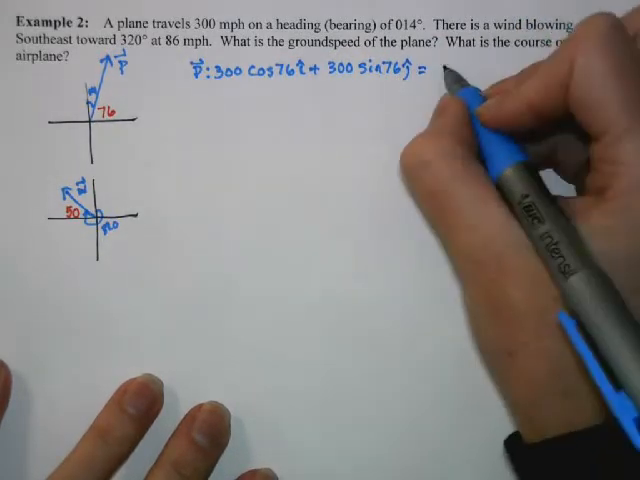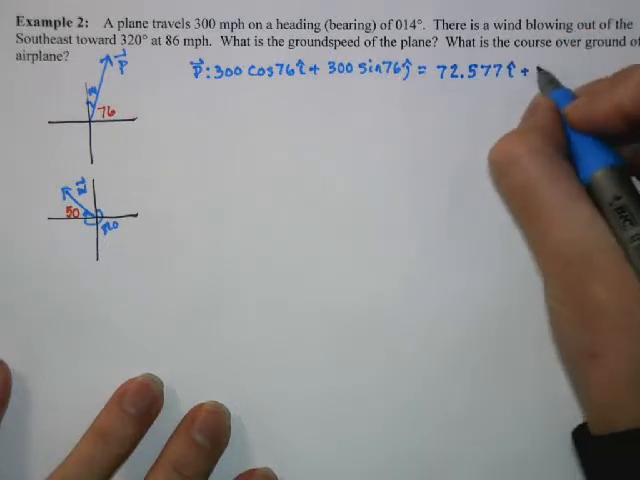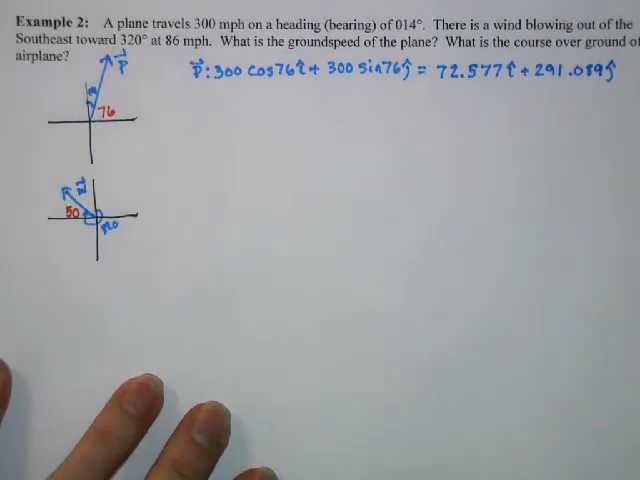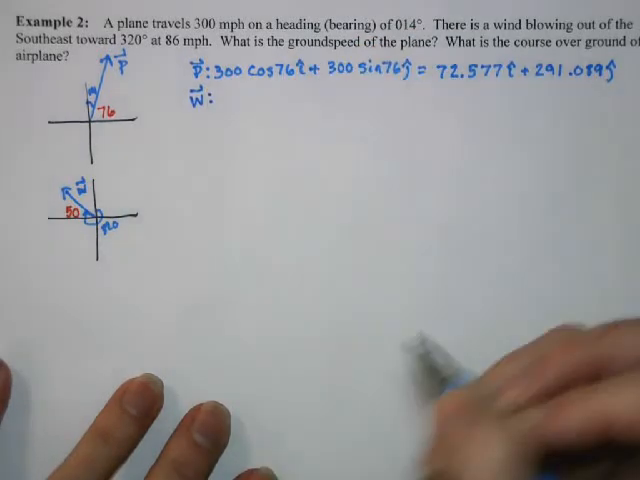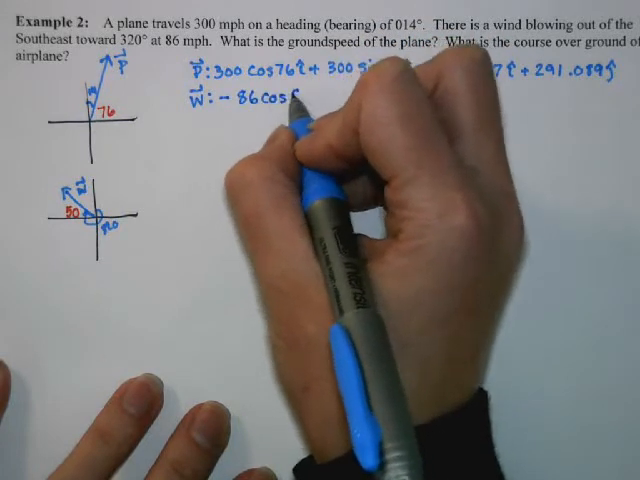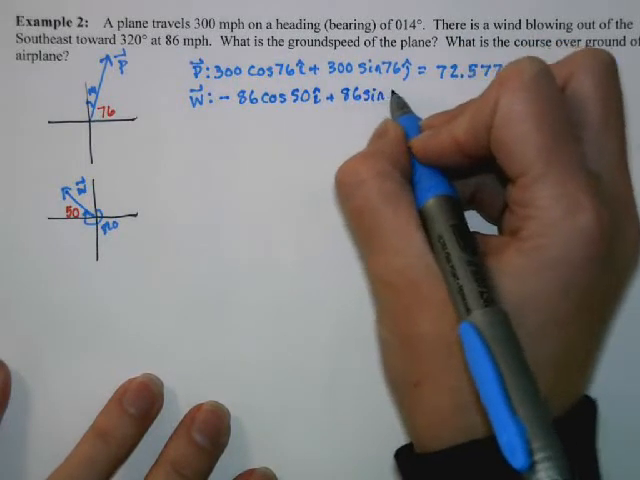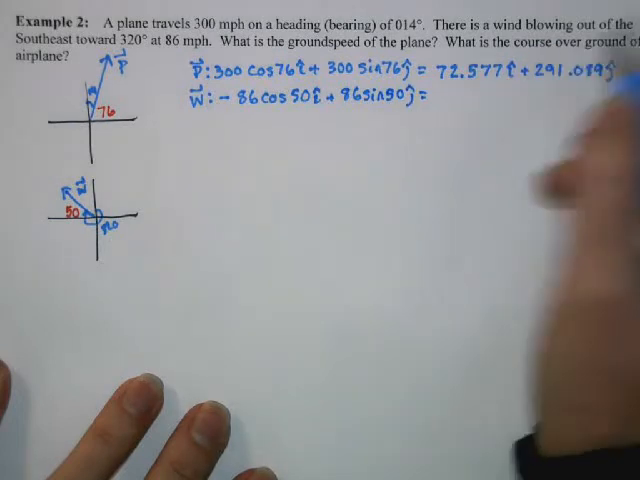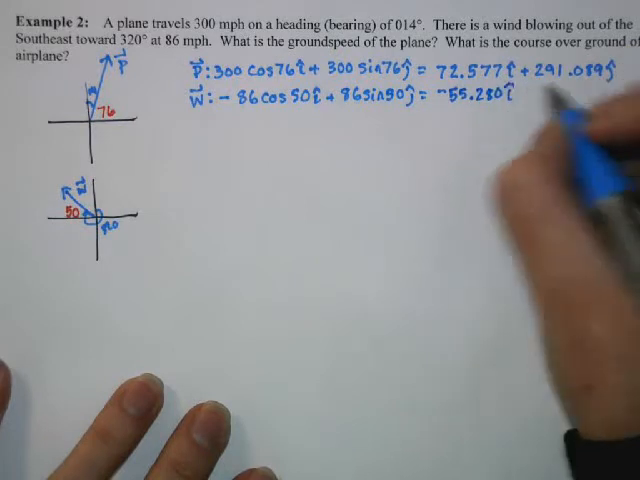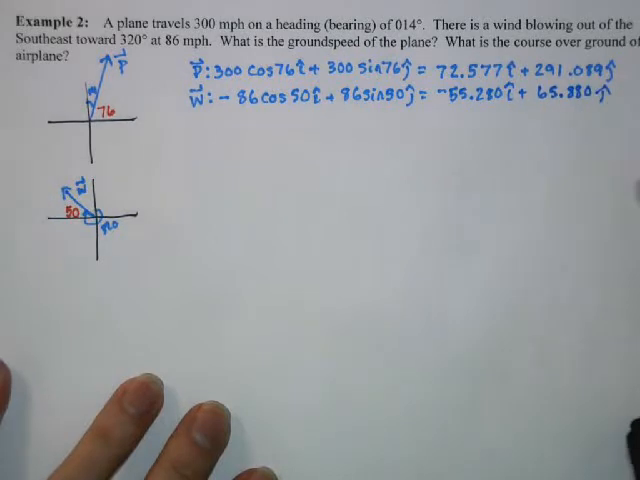And I'm just going to write this over here. So it's a positive 72.577i plus 291.089. The wind is a negative positive. So negative 86 cosine 50 plus 86 sine 50 gives us a negative 55.280 and 65.880 in the j direction.